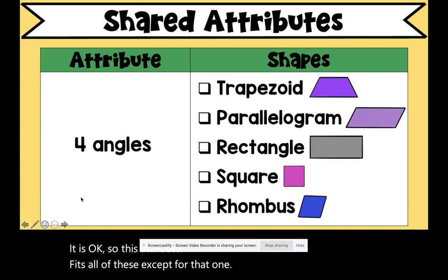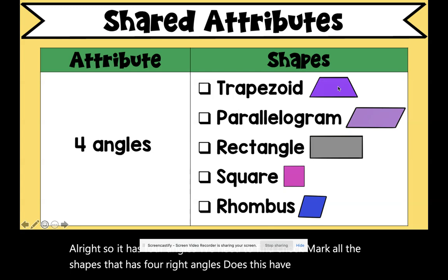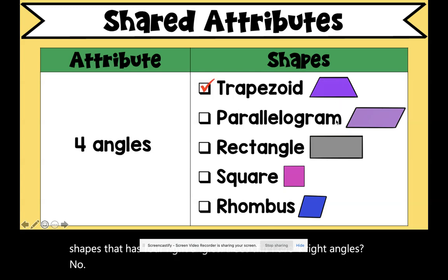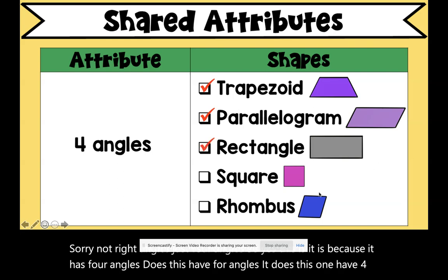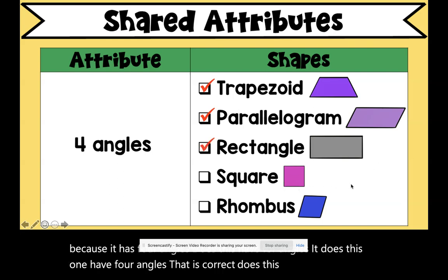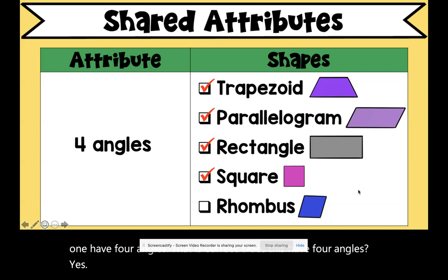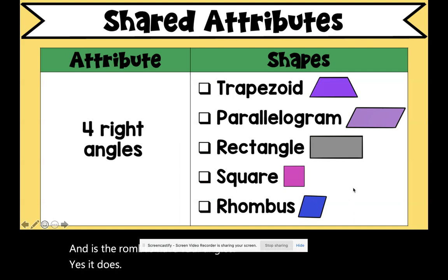All right. So it has 4 angles. We need to check mark all the shapes that have 4 right angles. Does this have 4 right angles? No. Oh, sorry, not right angles, just 4 angles. So yes, it is because it has 4 angles. Does this have 4 angles? It does. Does this one have 4 angles? That is correct. Does this have 4 angles? Yes. And does the rhombus have 4 angles? Yes, it does.